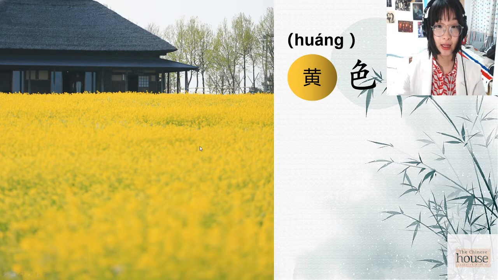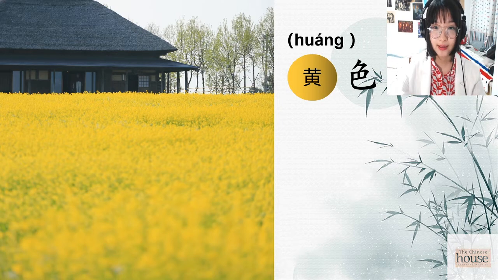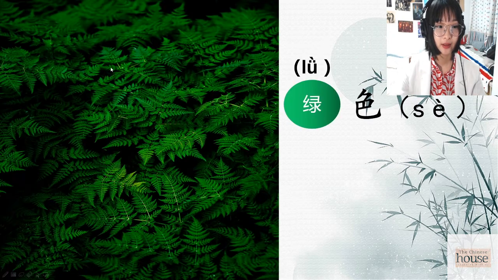This is yellow, 黄, rising tone, be careful, 黄色, right after me, 黄色. This is green, 绿, 绿色.